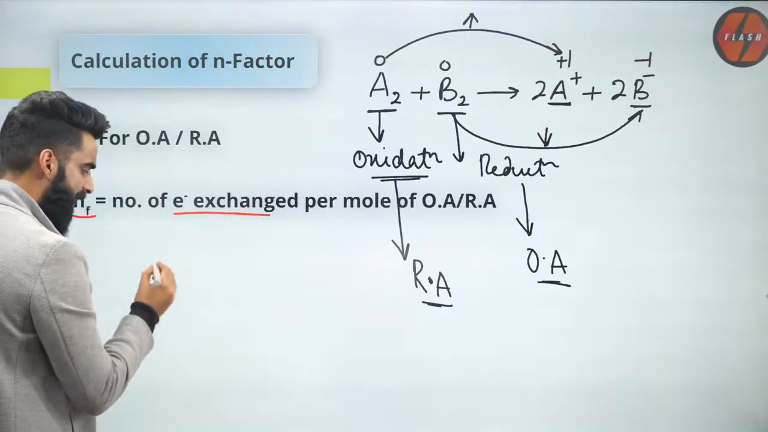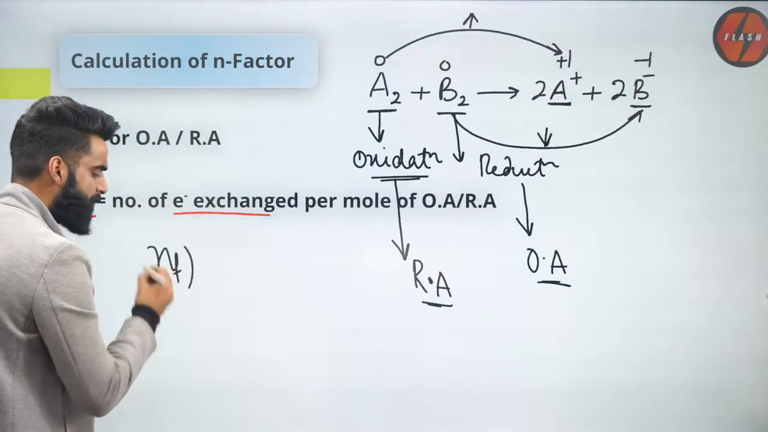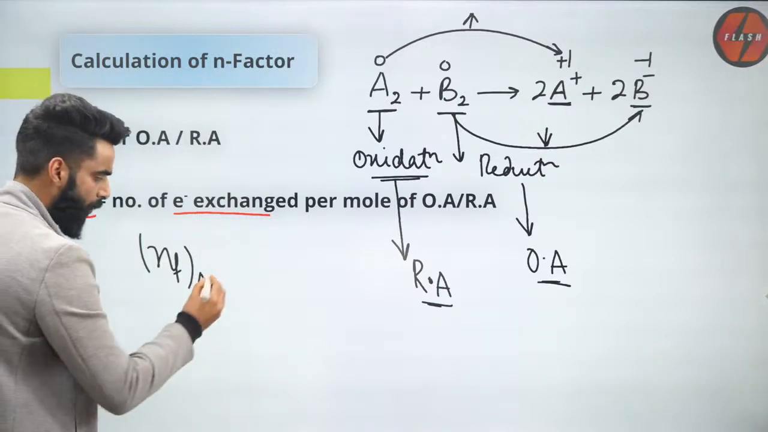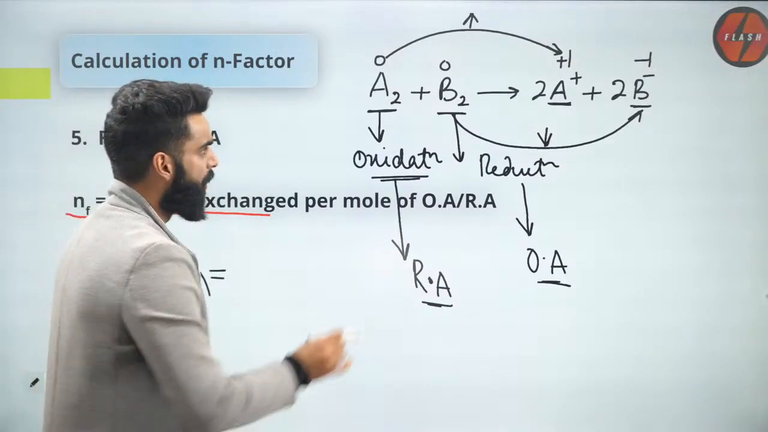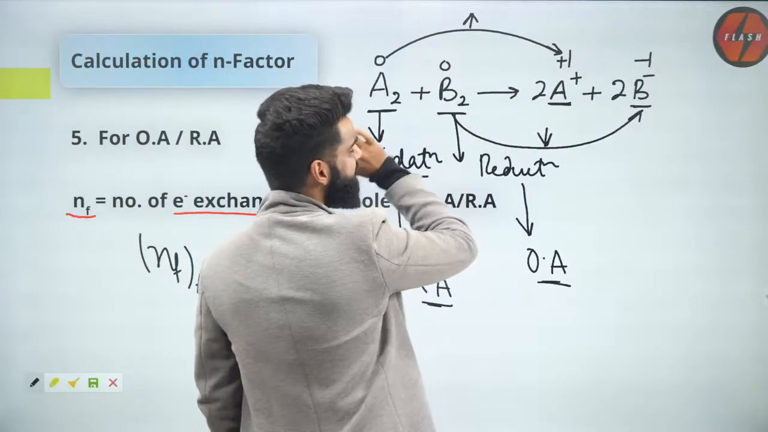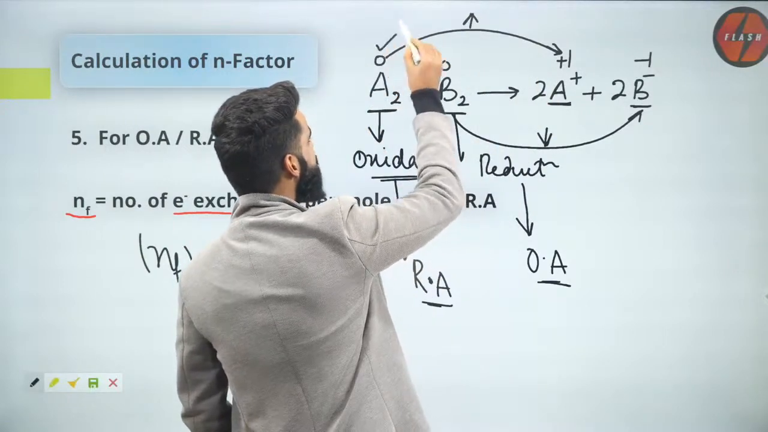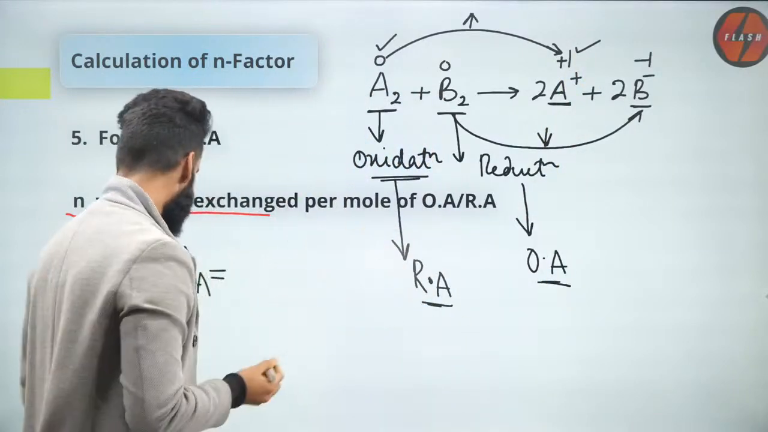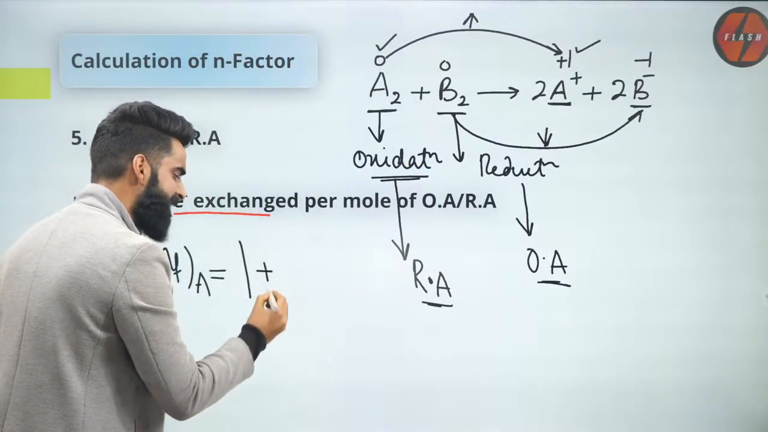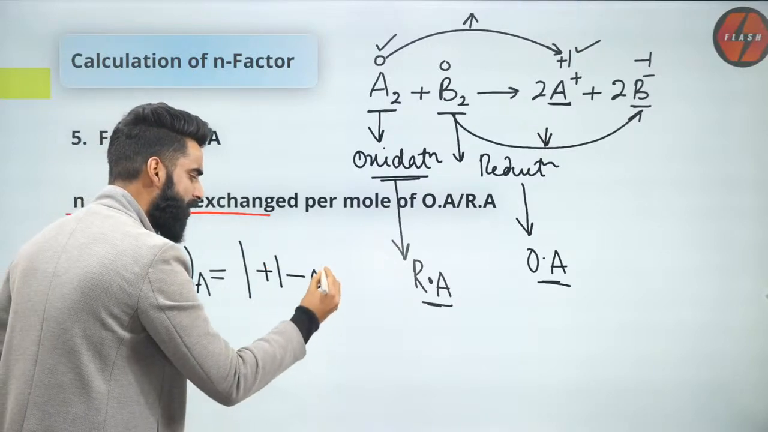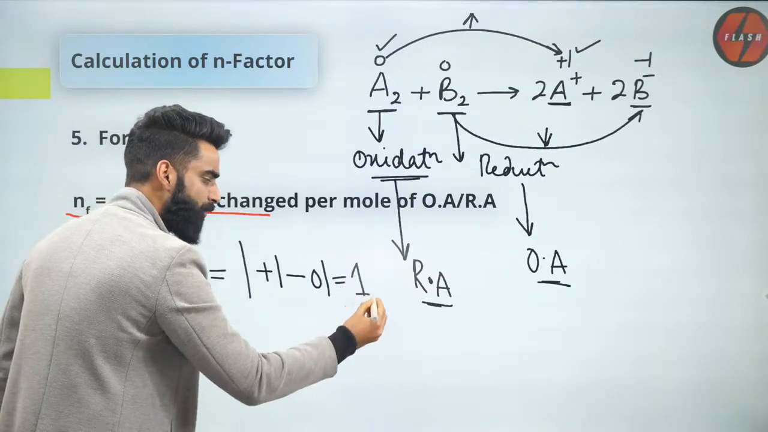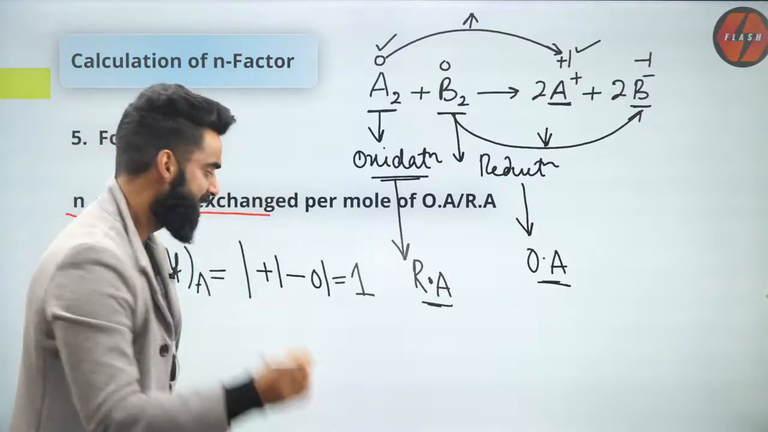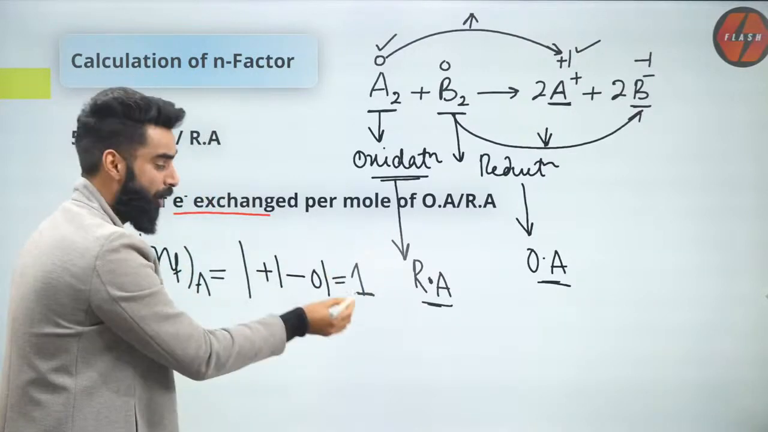I'm going to write n factor for A. N factor of A will be equal to the change in the oxidation state of A. I will say this is the initial oxidation state of A. This is the final oxidation state of A. So what is the change in the oxidation state? That is final oxidation state of A minus initial oxidation state of A. The value is coming out to be 1. This one is the change in the oxidation state.